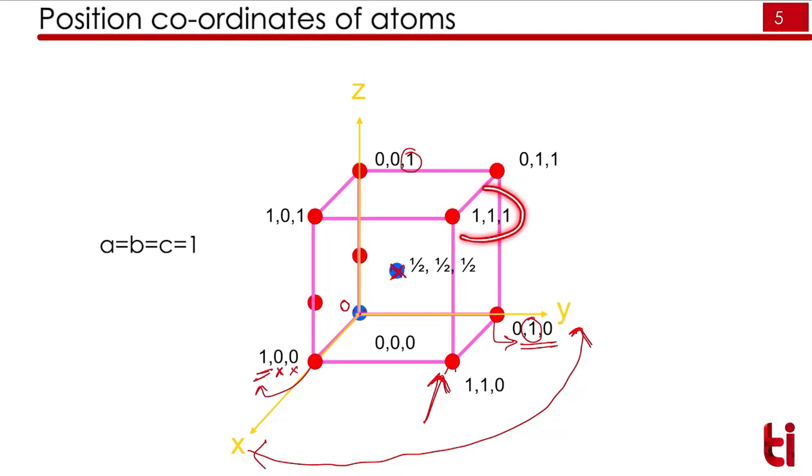Similarly, for this one, we have traveled 1 unit distance along x, then 1 unit distance along y, and then 1 unit distance along z. So that's why the position coordinate is 1, 1 and 1. Similarly, you should try for other positions of atoms also. If you don't understand this, you won't understand the directions and planes easily.